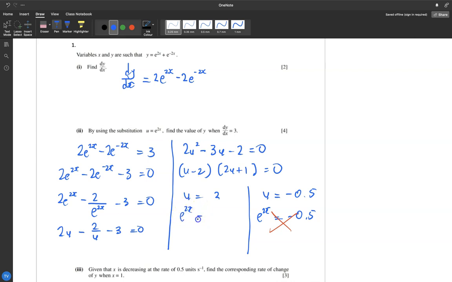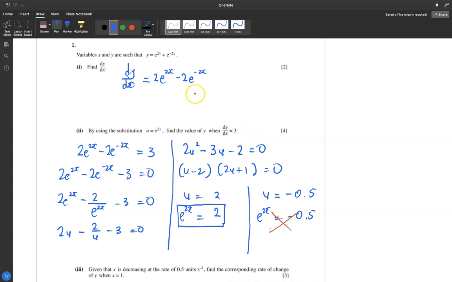So e to the power of 2x equals 2. And let's just keep it like this, because we are not looking for the value of x. So you don't have to find x and do everything else. We're just looking for the value of y when dy/dx equals 3.